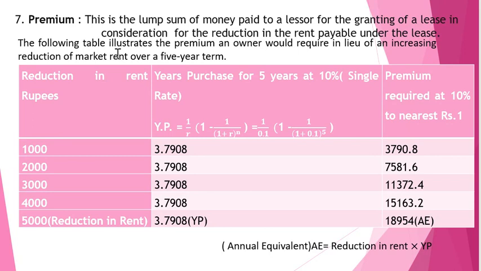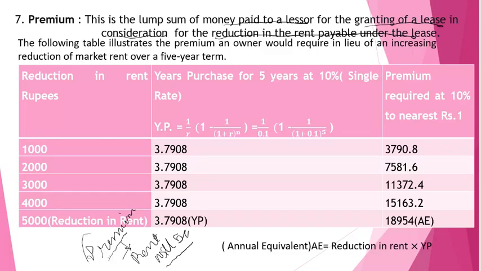Premium. This is the lump sum amount paid to a lessor for granting a lease, in consideration for a reduction in the rent payable under the lease. So in this case, a certain amount is paid as premium to the lessor by the lessee. But what will happen if some premium is paid? The rent will be reduced. So how much rent will be reduced?